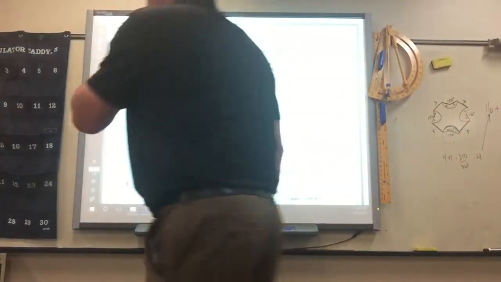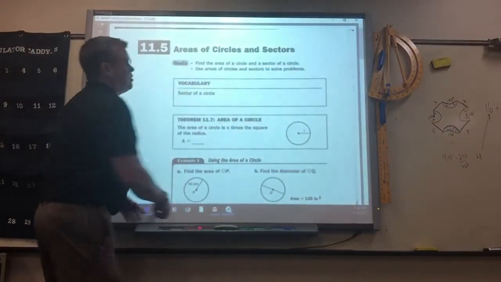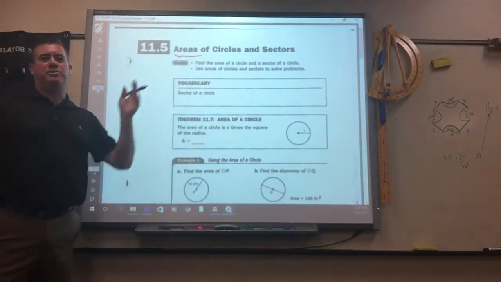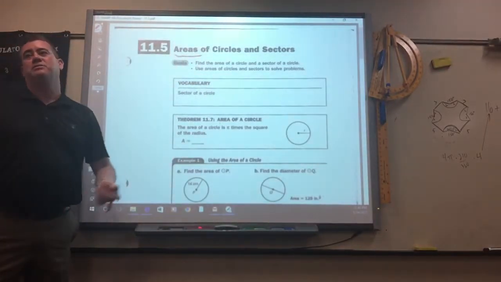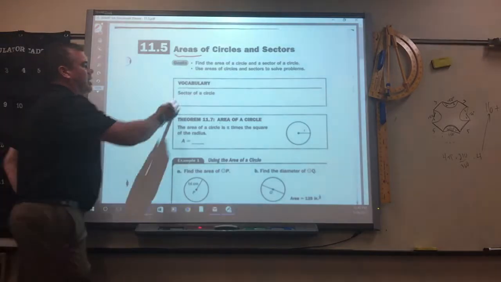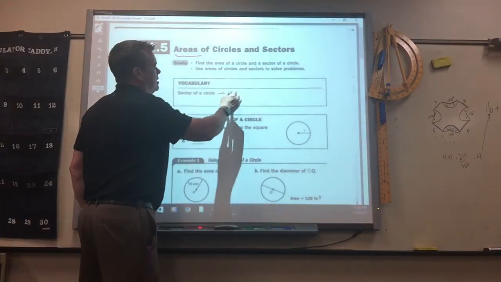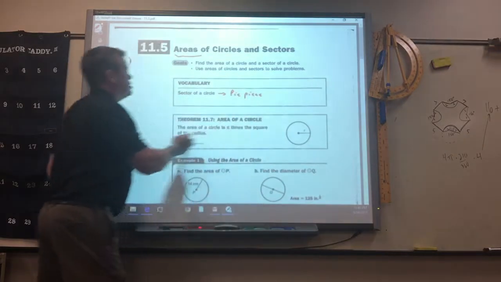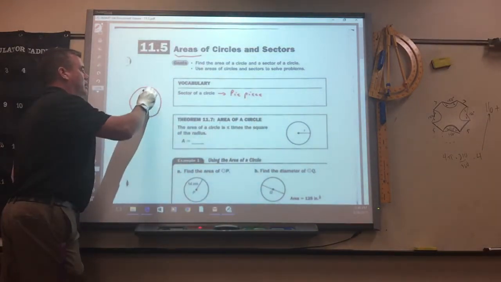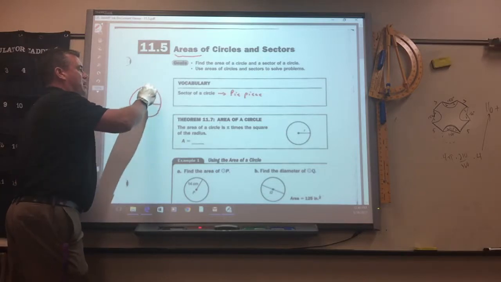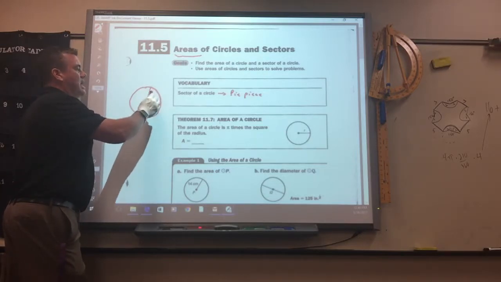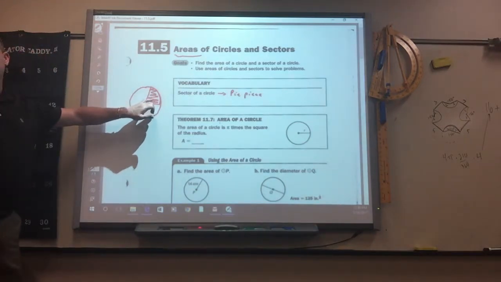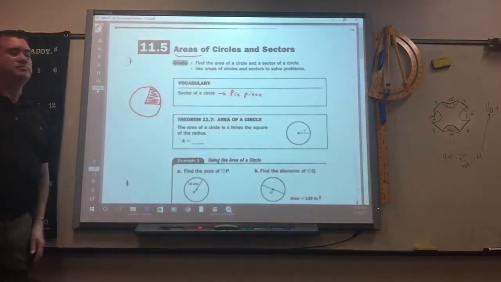Right, this next one is really the same idea as what we did with circumferences, except it's with areas. A sector is like a pie piece. Like what we did before, we found just the length of this. Now we're going to find the area of it. So this is a sector. It's just a pie piece out of a circle.